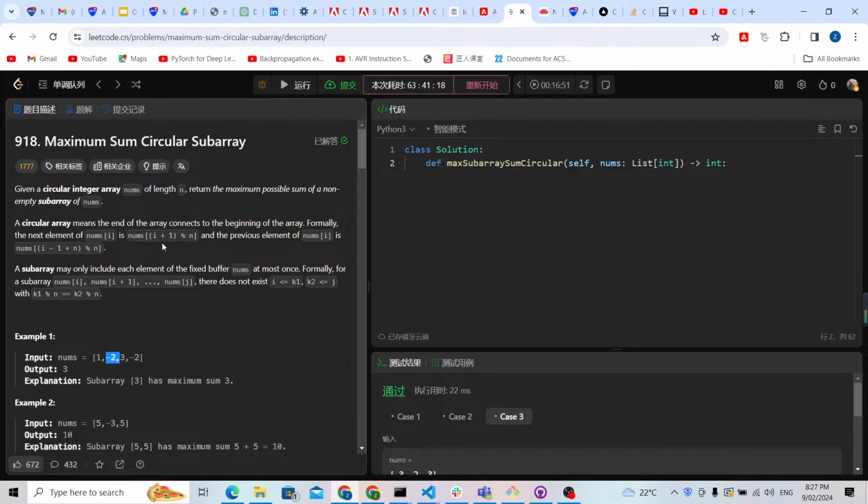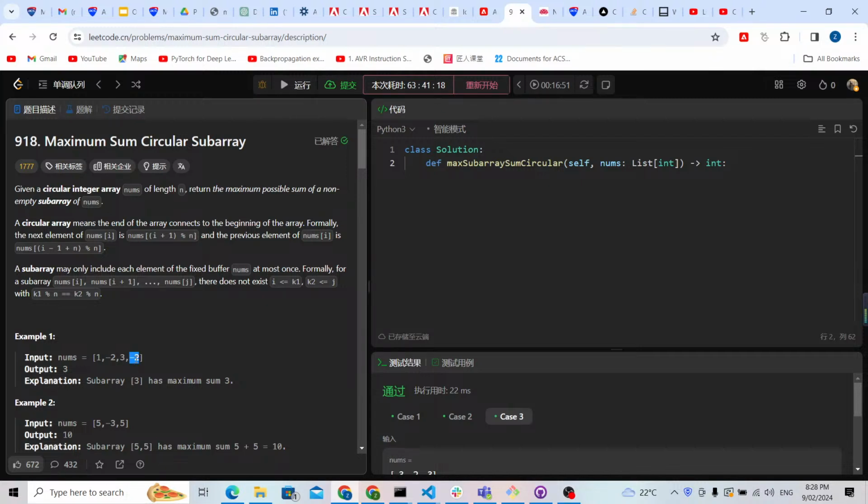So for index 2, yeah, the next element is index 3. For this 3, 2 plus 1 mod n, n is 4, so 3 mod 4 is 3, so it is the next element. So let's check the next one. This minus 2, the index is 3, 3 plus 1 is 4, so 4 mod 4, it is the next element of 3. Yeah, right. So what about this element minus 2?